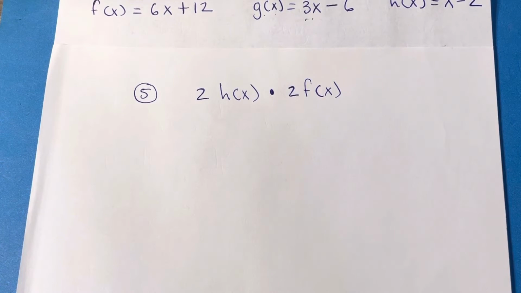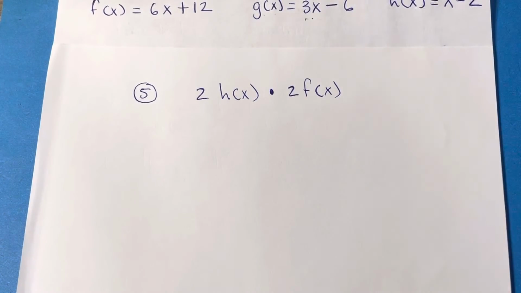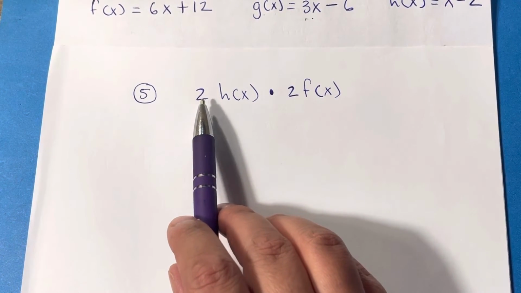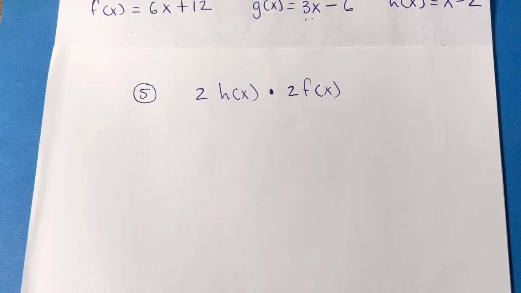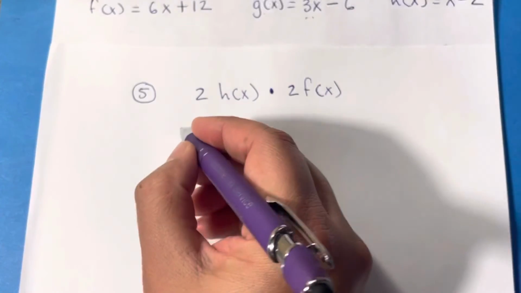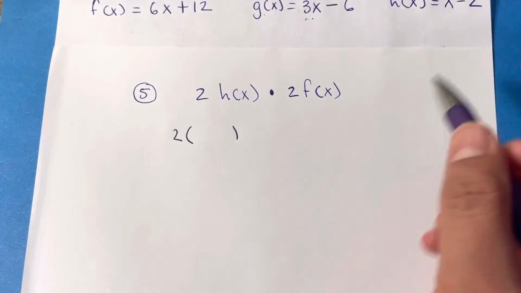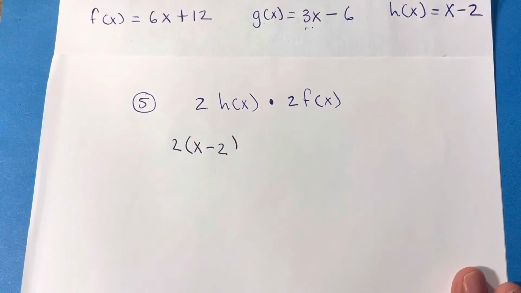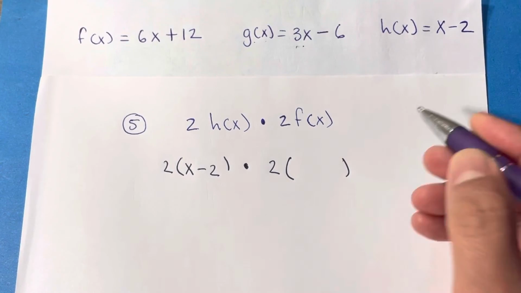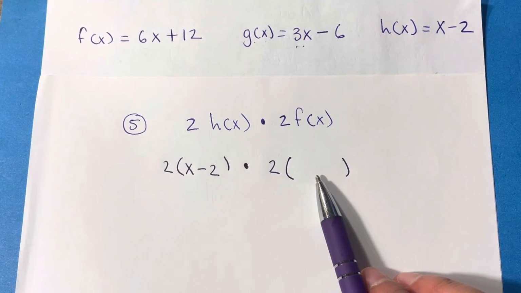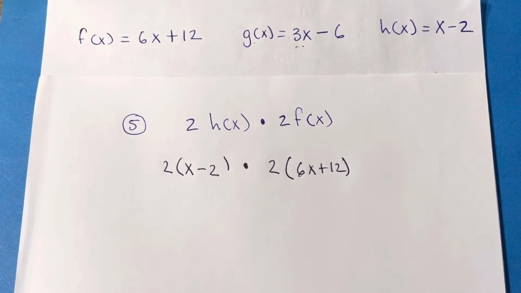For number 5, we have a multiplication of multiplications of two functions. Okay, so first we multiply the 2 times the first function, and then the 2 times the second function, and finally we multiply the results. Okay, so 2 multiplied by the function of h of x, which is x minus 2, and then times 2 times whatever is the result of the multiplication of that times f of x, 6x plus 12. So we do distributive property first.